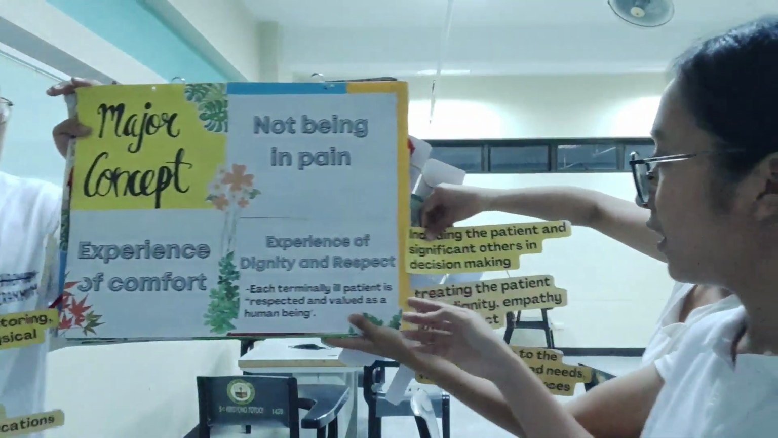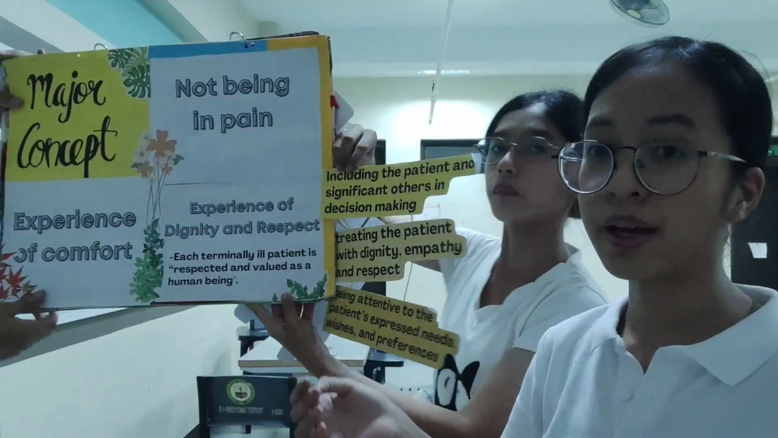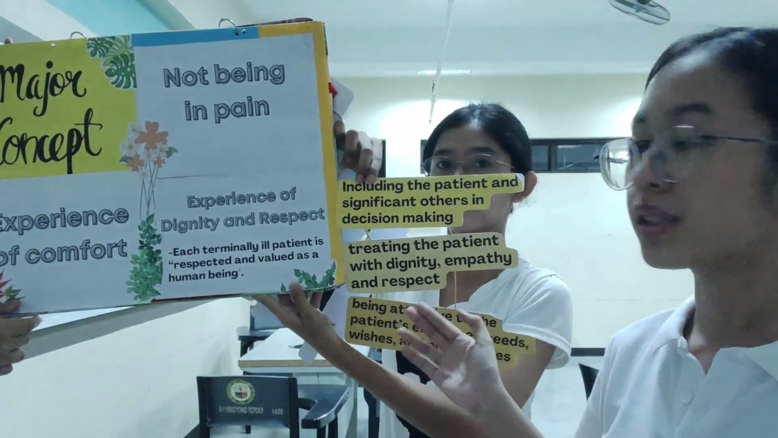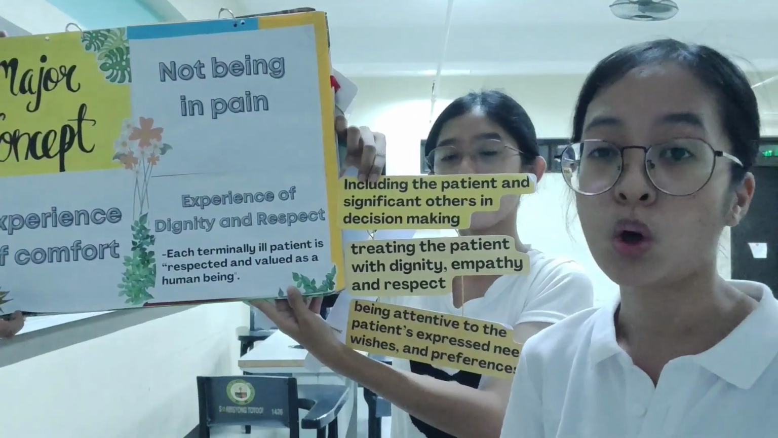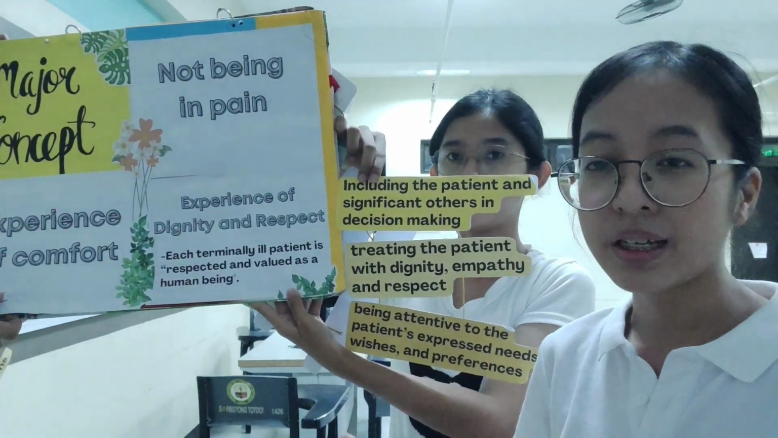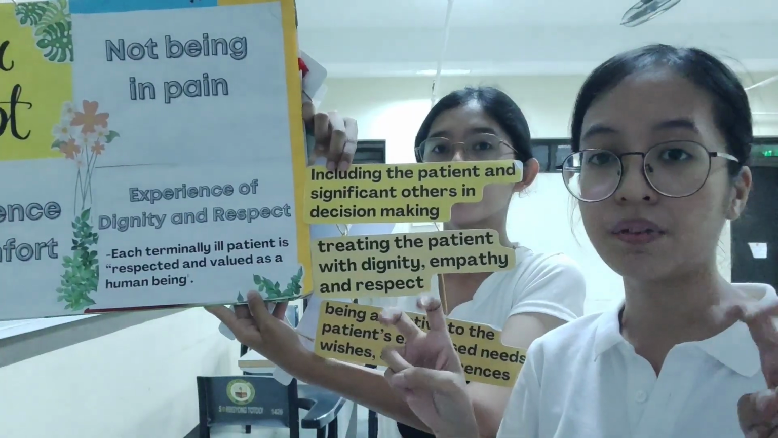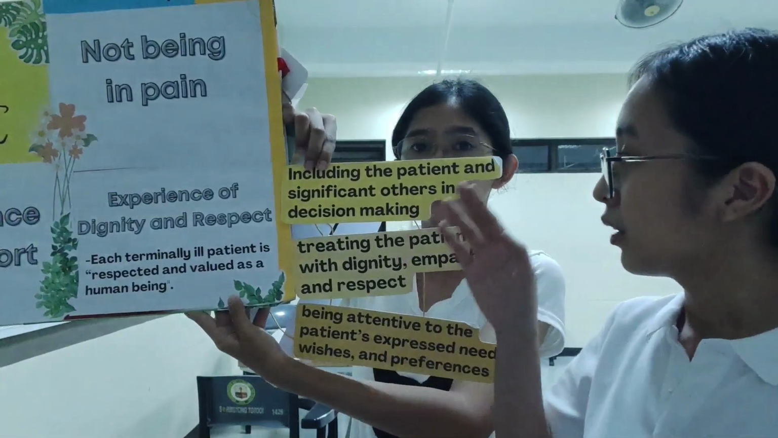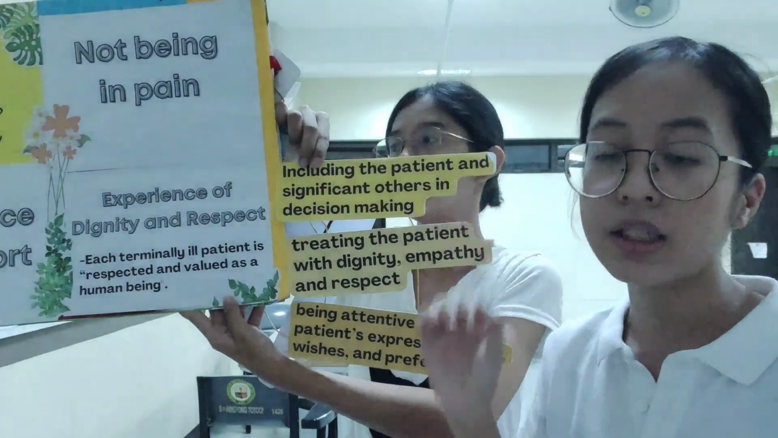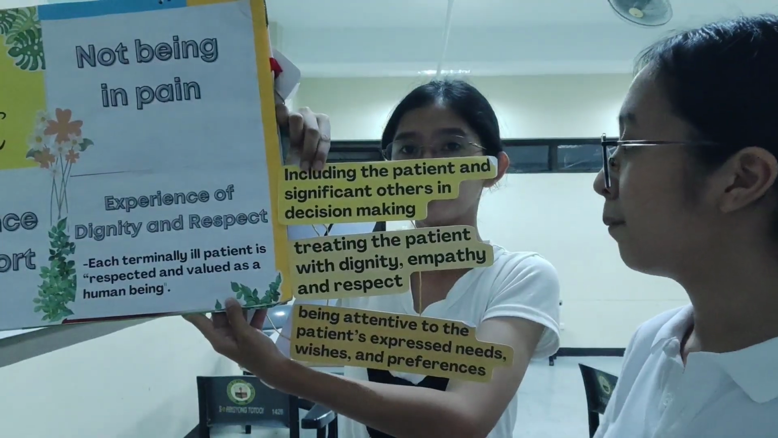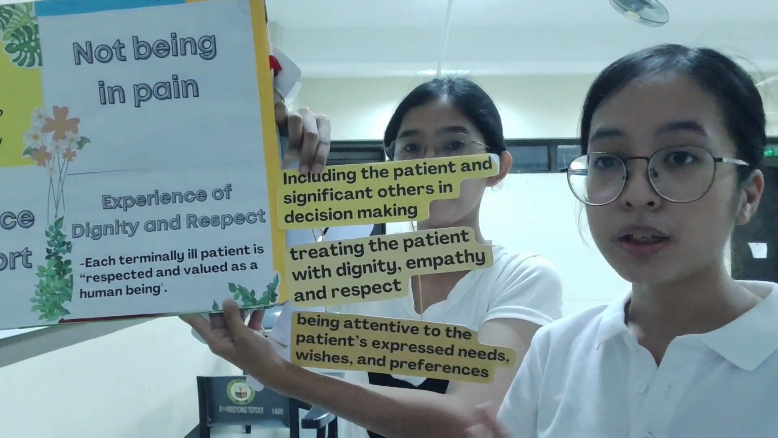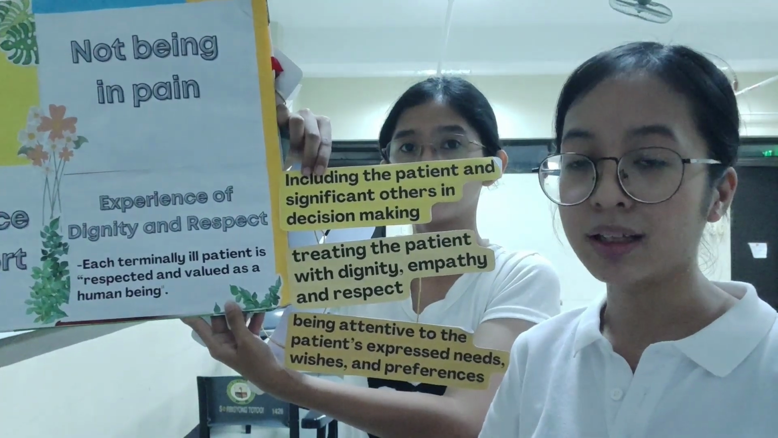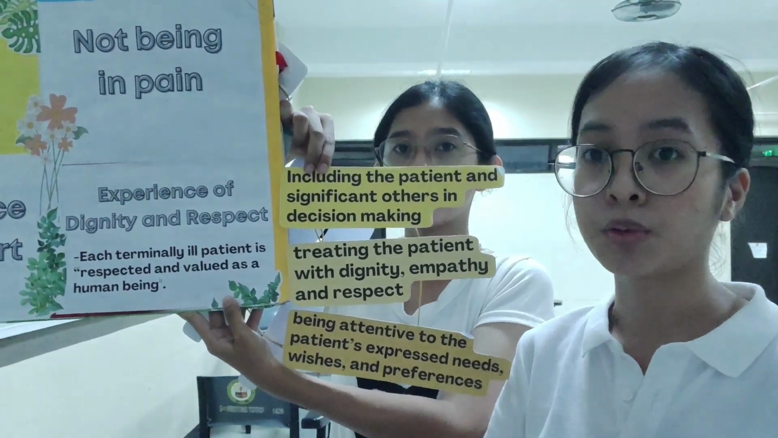So the third one is experience of dignity and respect. So how can we achieve this one best? Basically, it has something to do with including the patient and significant others. When we say significant others, these are the families or the relatives of our patient. So it is important to include them in decision making, so that we can show to them that we are respecting and giving value to them.